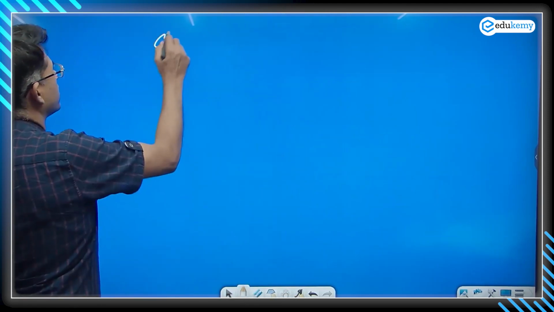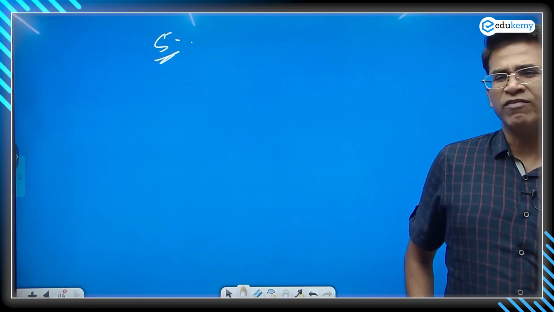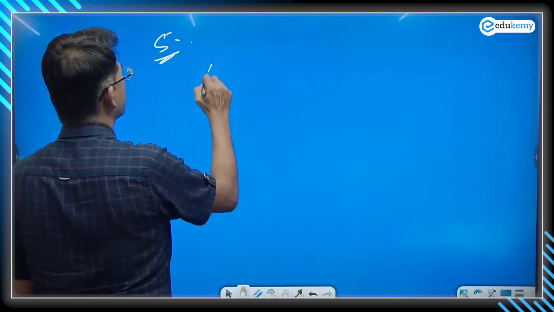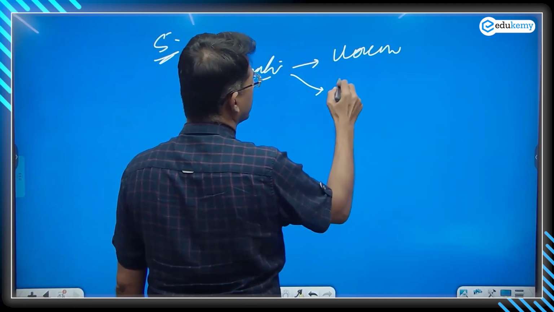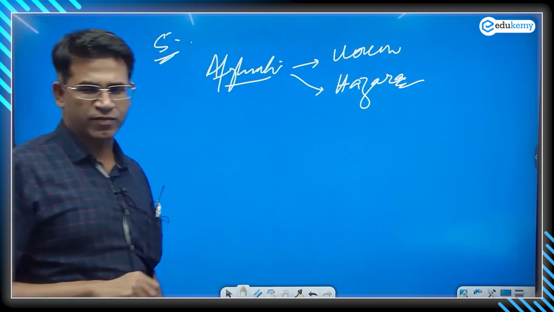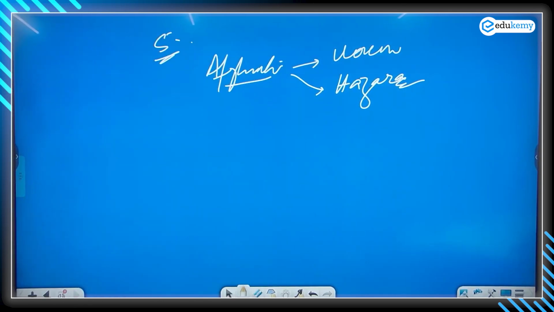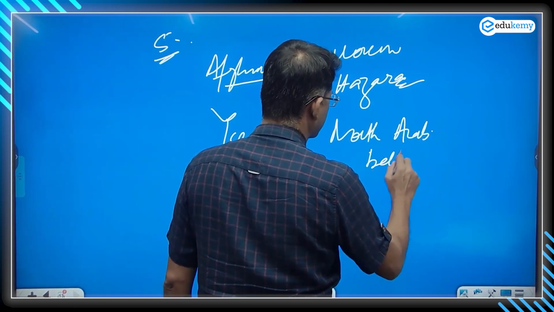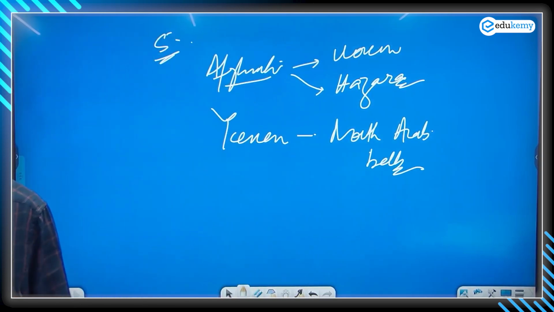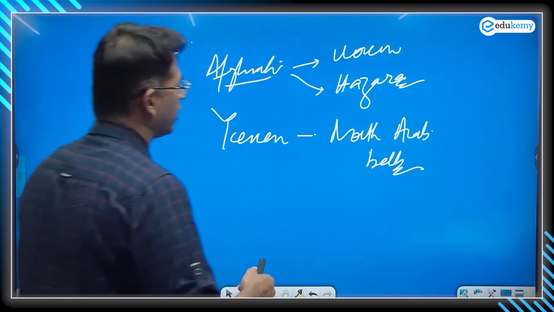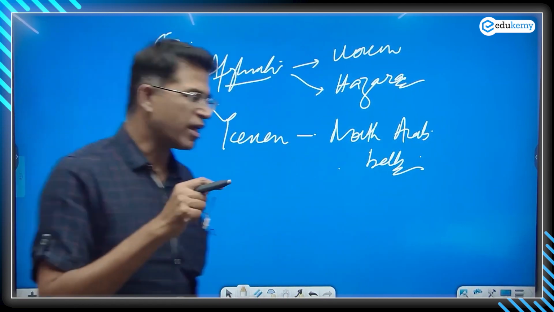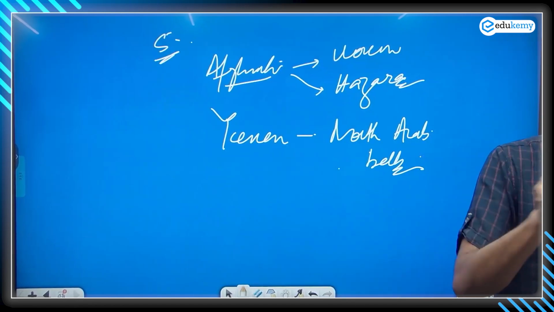The 5th is that the conflict regions also have deliberate racial and social discriminations. An example of this is, for example, in Afghanistan, the women and the Hazara population are the worst sufferers. In Yemen, the North Arab belts bordering Saudi Arabia and bordering parts of UAE and Qatar are the most affected. What I'm saying is, within the regions there is some element of disruption. They are the worst sufferers.